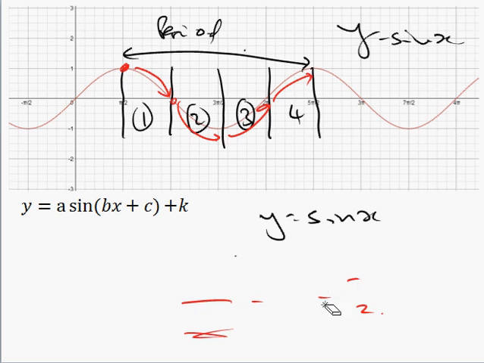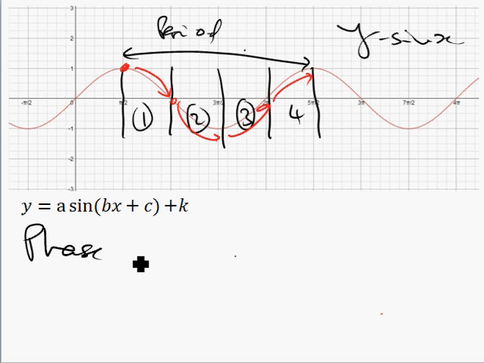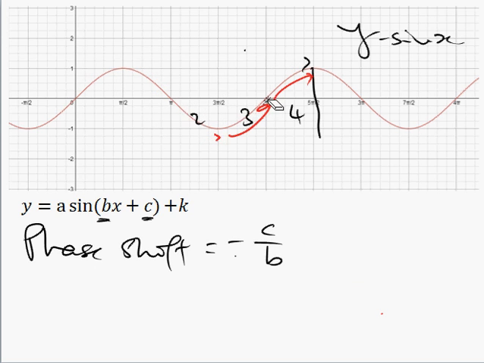What is a phase shift? The phase shift is defined as minus c over b. So this is your c and this is your b. That's the mathematical term. We're just going to find minus c over b. Now, there are two ways of looking at this.